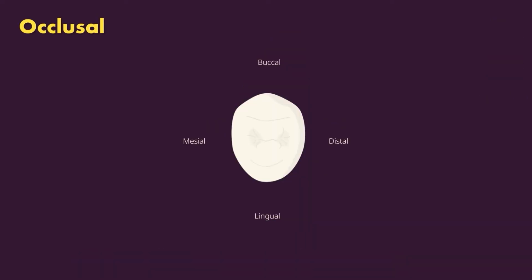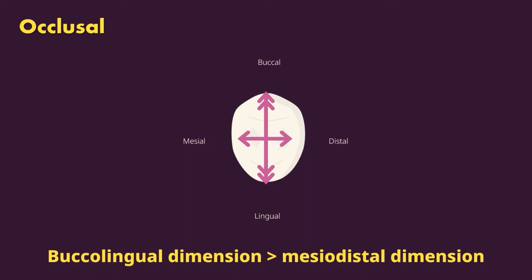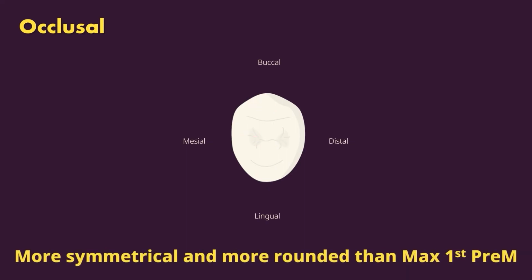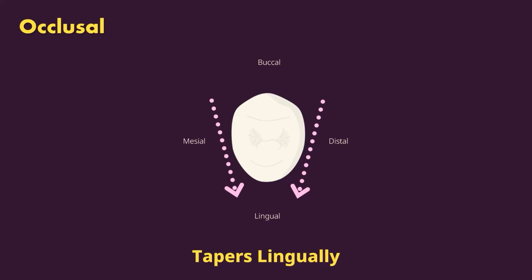Let's look at our maxillary second premolar from the occlusal. The shape is going to be oval, wider buccolingually than mesial distally. Occlusal anatomy of the maxillary second premolar is going to be more symmetrical and more rounded than the maxillary first premolar. There's going to be a tapering towards the lingual so that the buccal is wider mesial distally than the lingual is, but this tapering is not as extreme as it was with the maxillary first premolar.